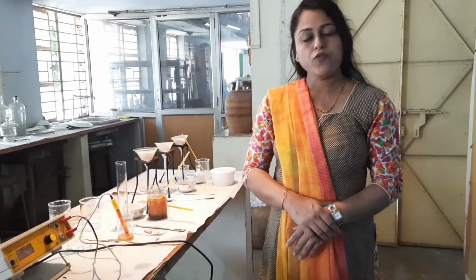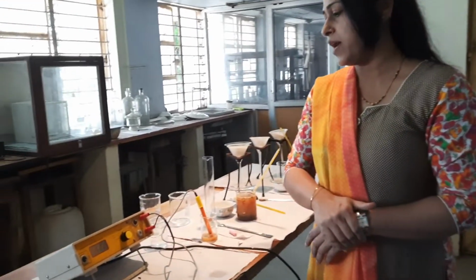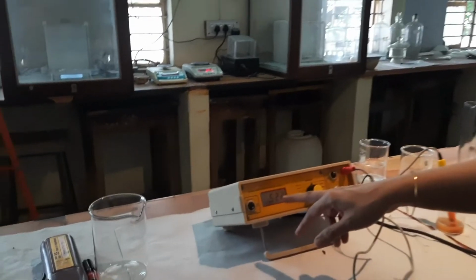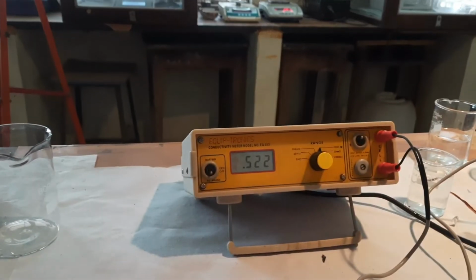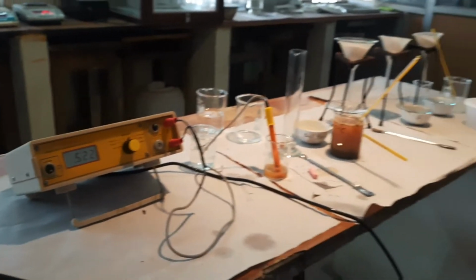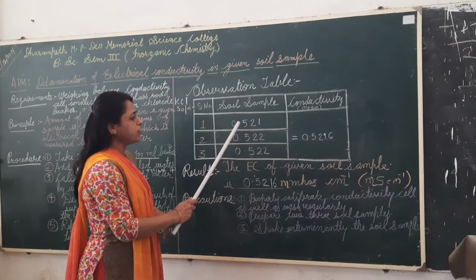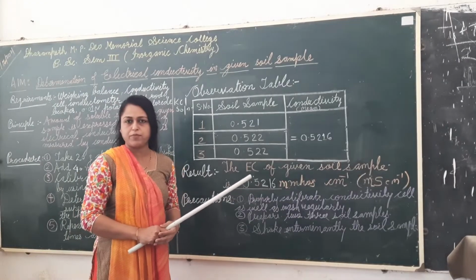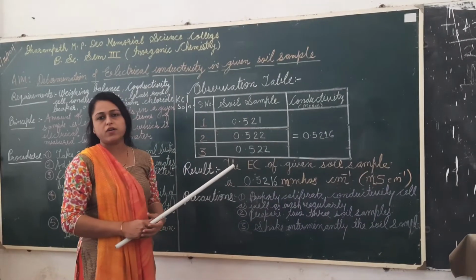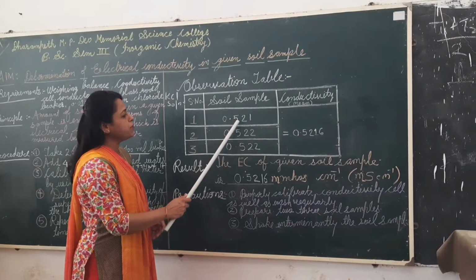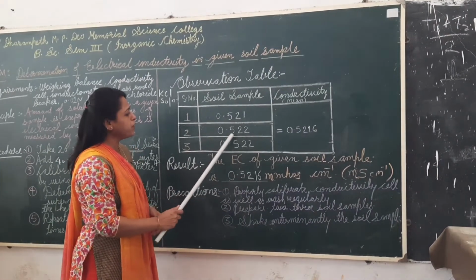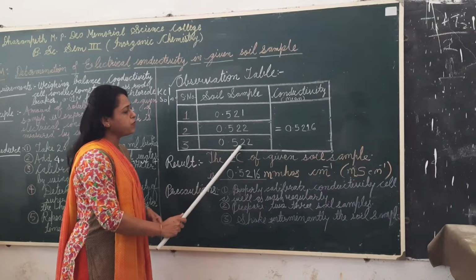It is observed from our conductivity meter that the reading for our soil sample is 0.522. In the same manner, we have to take 2 more concurrent readings for our soil sample, and after taking the mean, we will get our final conductivity value. After performing the experiment, we got 3 different readings for our soil sample: first is 0.521, second is 0.522, and third is 0.522.